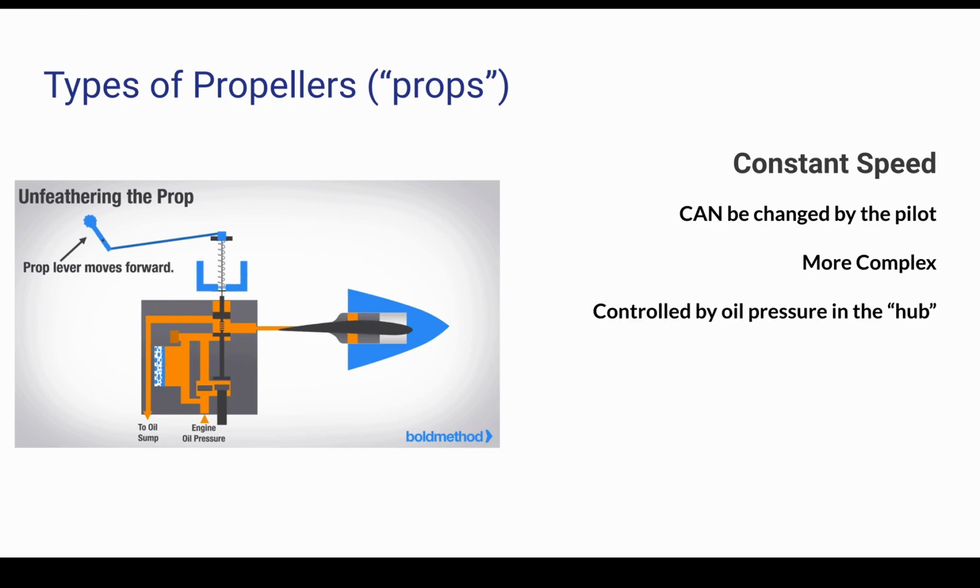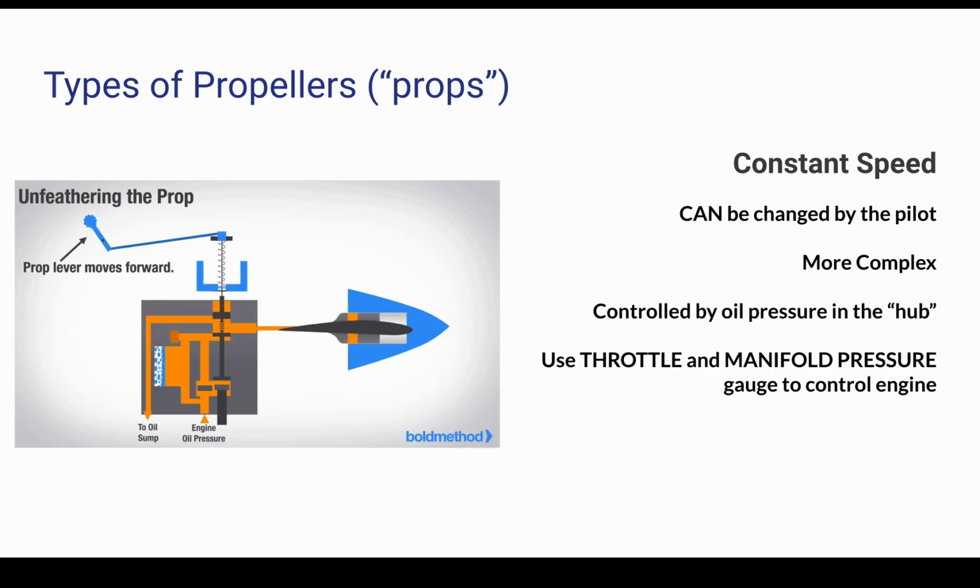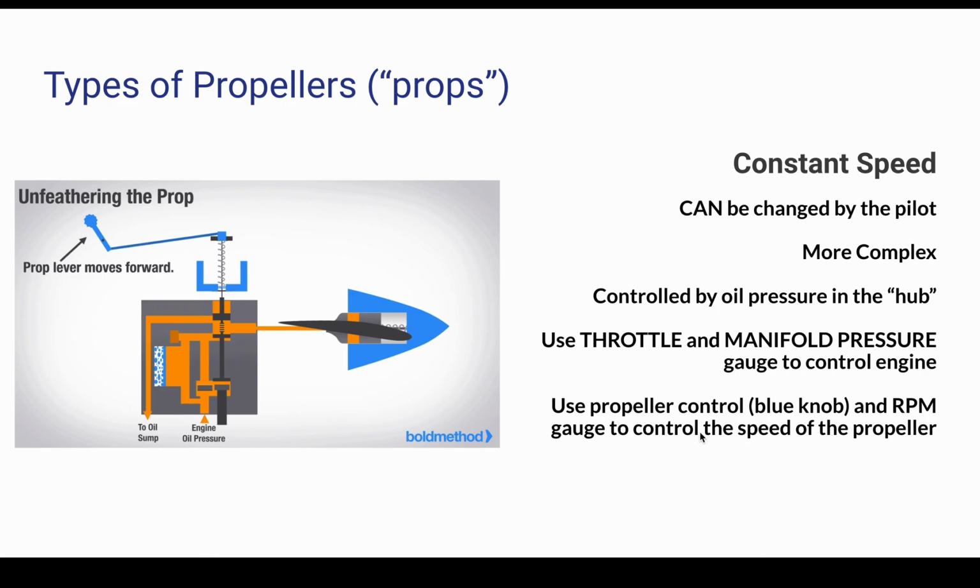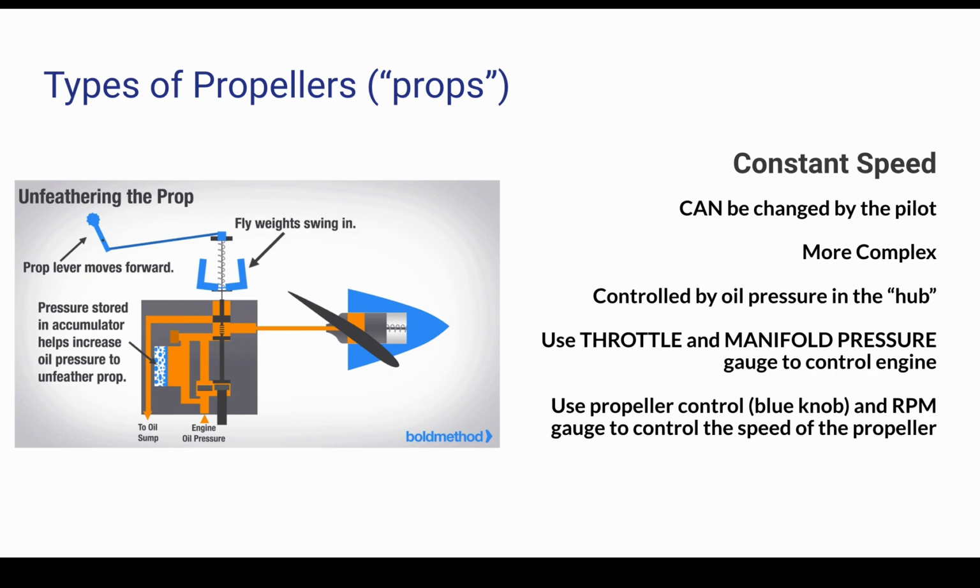And they are more complex in terms of building. They're controlled by oil pressure in the hub. I'll explain that in class. Use throttle and the manifold pressure gauge. So now you're going to have two gauges to do that. And use the propeller control. Now we're talking about that blue knob from previously when I mentioned it. You use that and the RPM gauge to control the speed of the prop. So you actually use the blue knob for the RPM on the tachometer, and you use something called a manifold pressure gauge. That's what you use the throttle for on a constant speed prop.